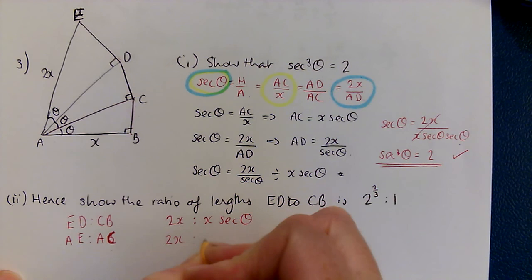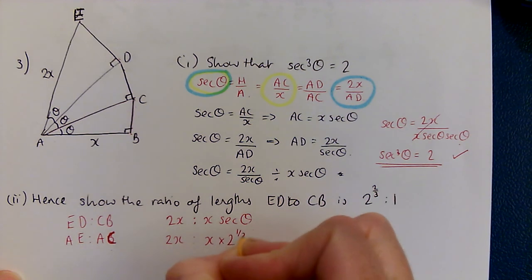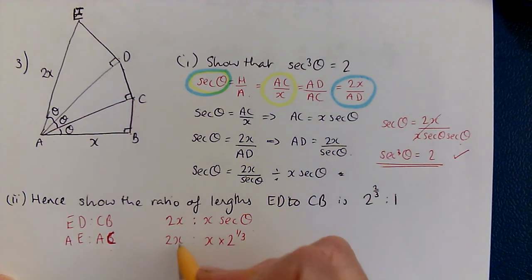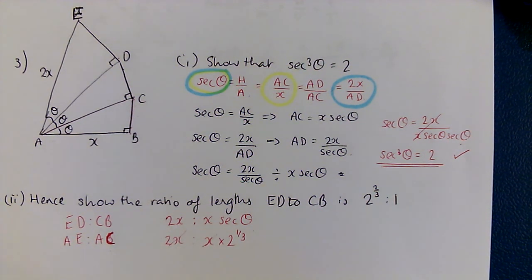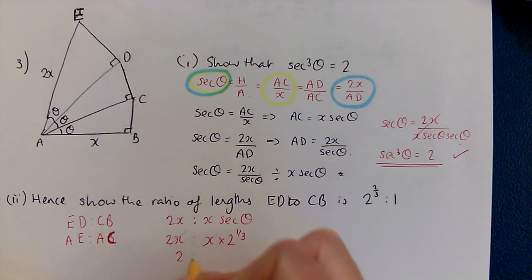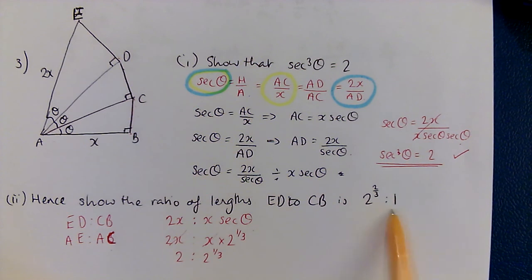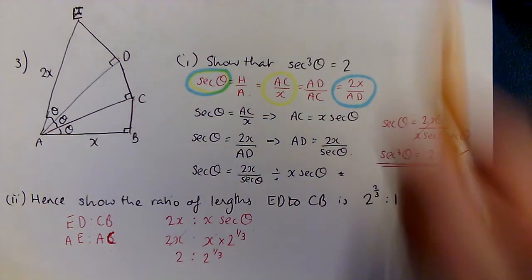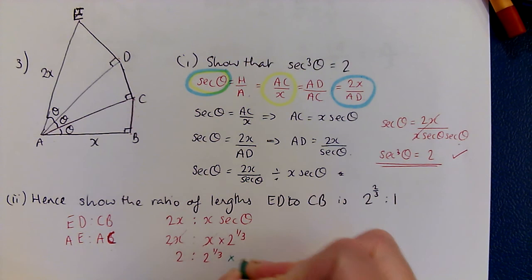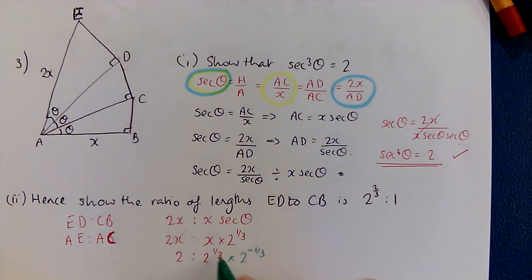So we've got 2x to x times 2 to the power 1/3. Now these will still be in the same ratio if we cancel both sides dividing by x. So we now have 2 to the 1/3. We are aiming to have 1 on the right hand side. So to do that, I would need to multiply 2 to the 1/3 by 2 to the negative 1/3. If we add the powers, we get 2 to the 0, which is going to give us 1. Or you can think of it as dividing by 2 to the 3rd. So we'd have to do the same on the other side.